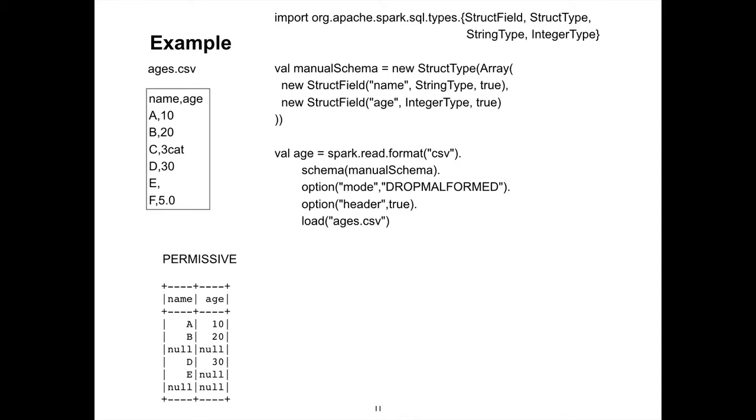So when the mode is permissive, here's what I get. E, the value is null. Well, that makes sense because it's not there. F, it's not a number, so what do I do with F? It just makes it null. It may not be exactly what you expect. And C becomes null too, right?